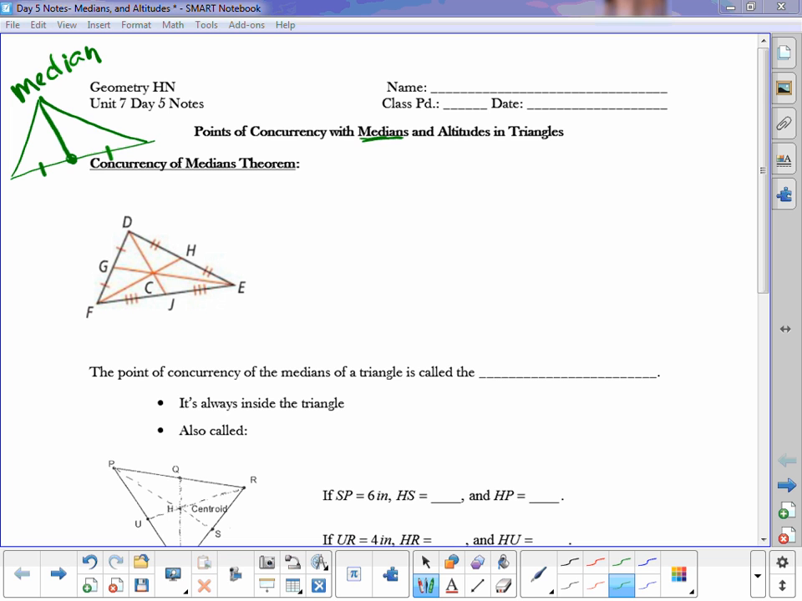So go ahead and just draw that example on the top corner of your page just to remind yourself what a median is. Now, how many medians do I have in a triangle? 3. Awesome.